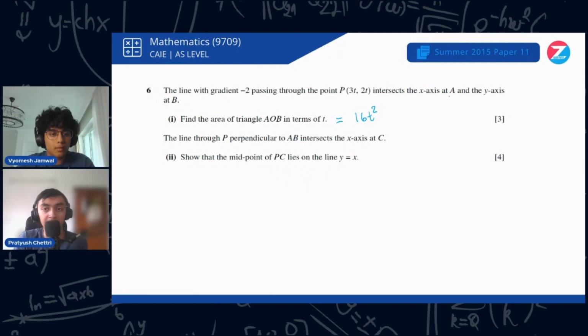What is the gradient of AB? Well, it was minus 2, isn't it? So the perpendicular would be 1 over 2. Flip it, change sign. And show that the midpoint of PC, where's PC, goes through C, x-axis at C.